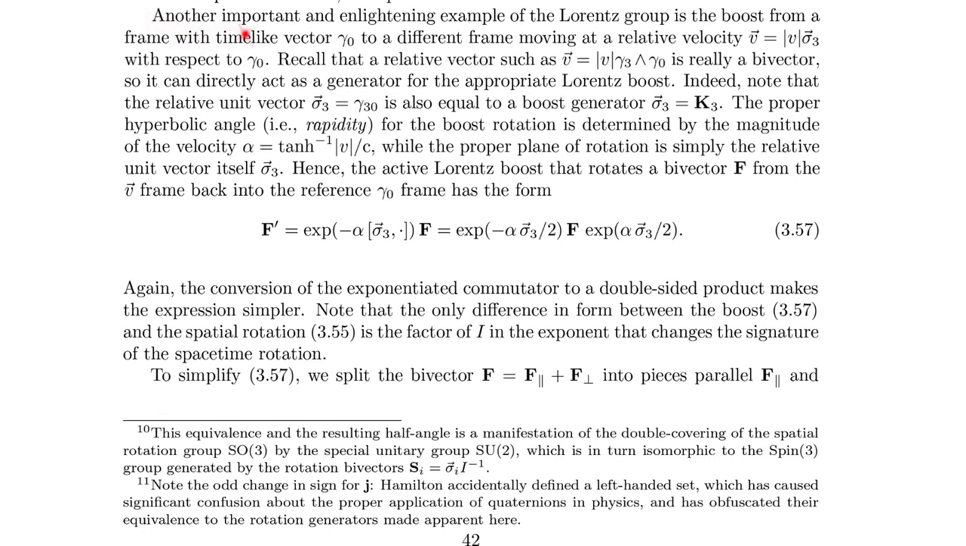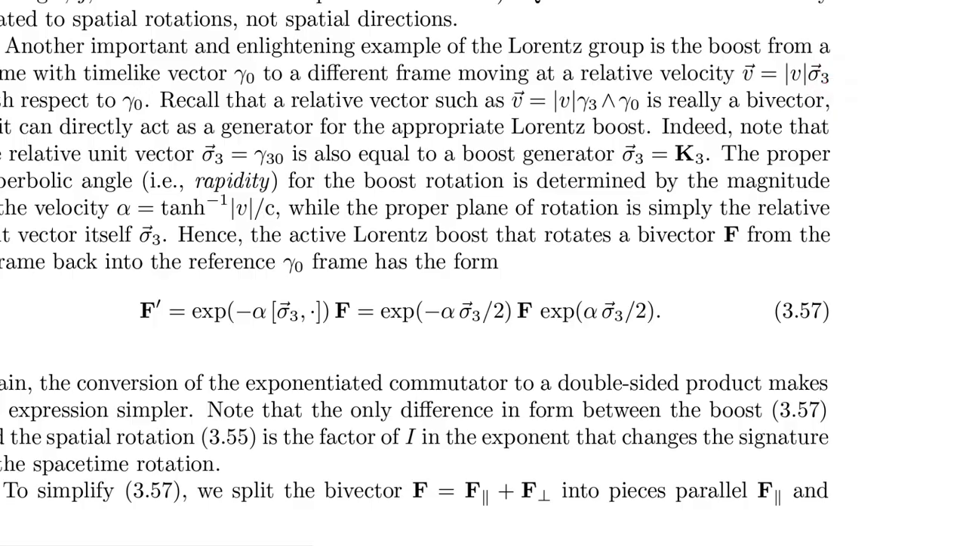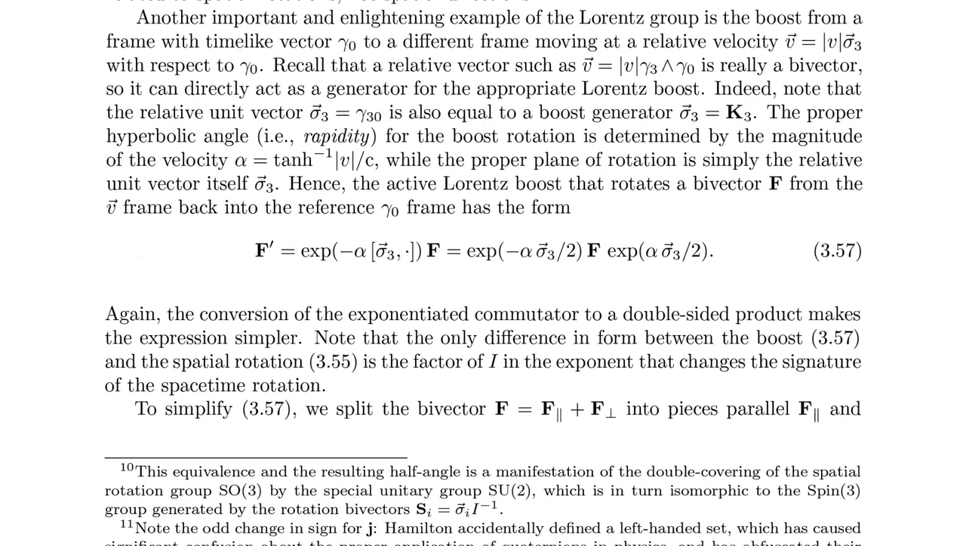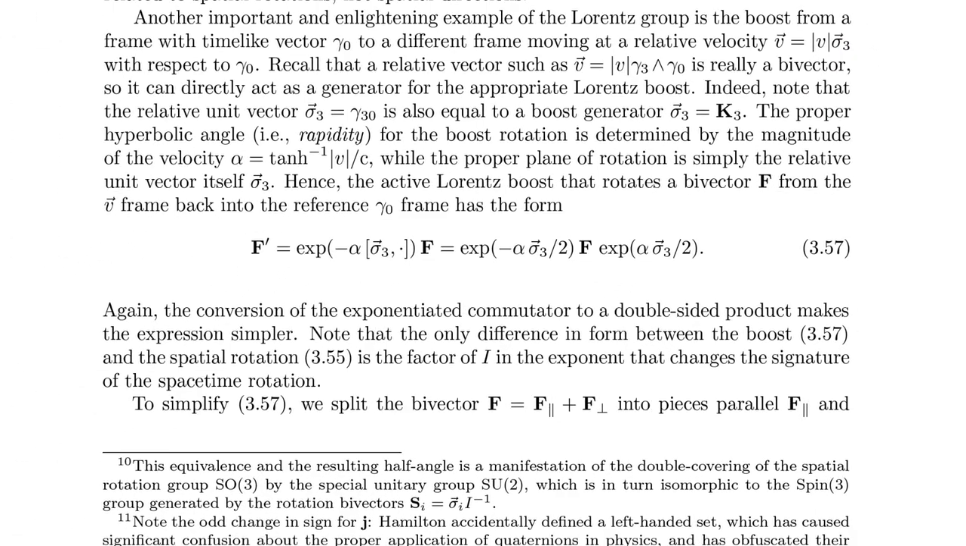Okay, so another important and enlightening example of the Lorentz group is the boost from a frame with time-like vector gamma 0 to a different frame moving at a relative velocity of v, which is given by a little vector, magnitude v, sigma 3. So that first sentence, very important that we catch up on a few ideas. First of all, when we define our frame of reference, we're boosting from a frame with this time-like vector. Establishing and asserting gamma 0 is the same thing as asserting what frame you're in.